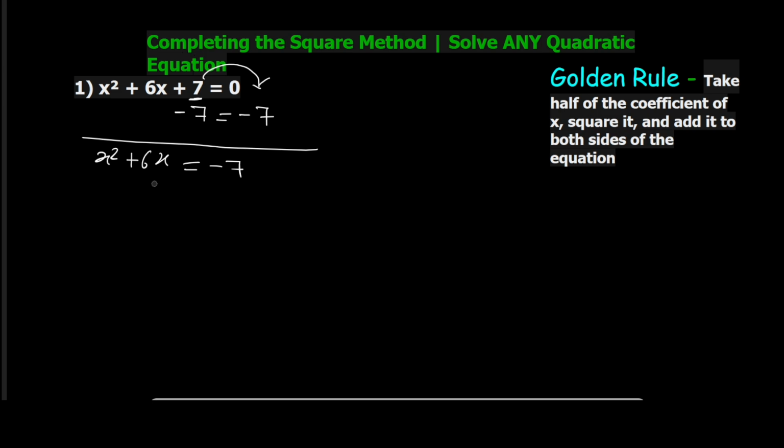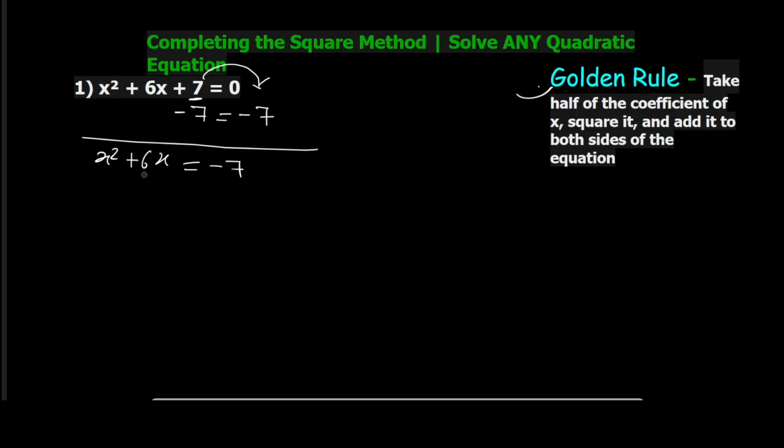So here is the standard form: we have the variables on one side of the equation and the constant on the other side. Now we have a golden rule here, which is: take half of the coefficient of x, square it, and add it to both sides of the equation.